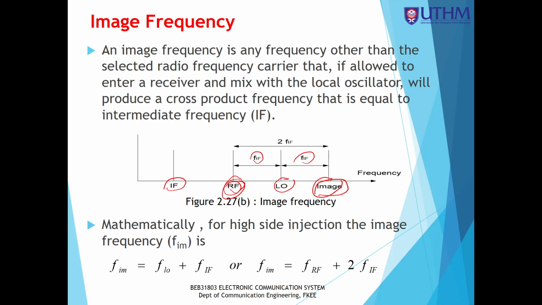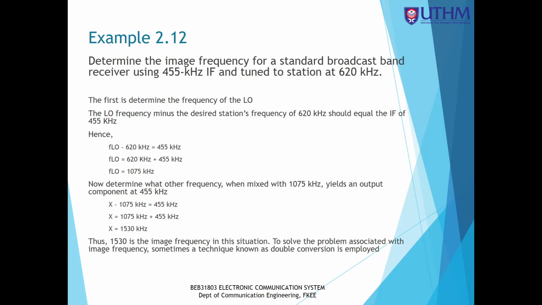Okay, and the way we calculate the image frequency is F image equal to FLO plus FIF. This one, FLO plus FIF. Or F image equal to FRF plus 2 times FIF. Okay, so we get the image. This is in terms of hertz. Okay, let's look at the example.